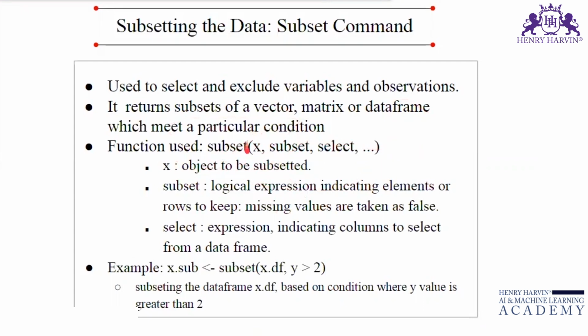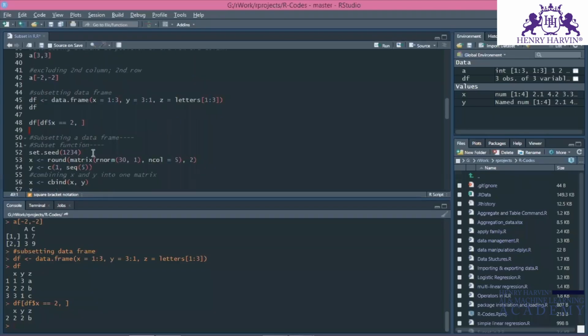X is the object, the matrix or data frame, that you are giving as an input, that is your data set. Next is the subset. So subset is the function or the command or a condition that you give in order to subset your data. And select here: select is the expression indicating which columns of the data frame you want to select data from. So let's go to R and create the conditions.